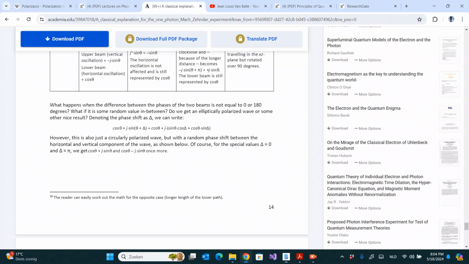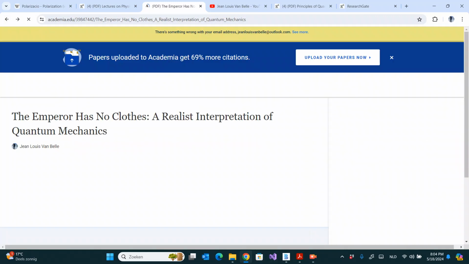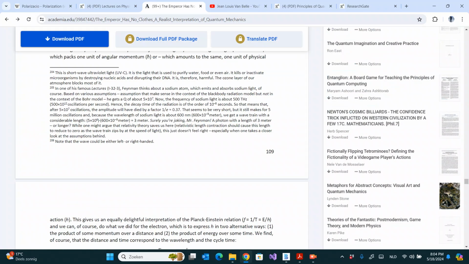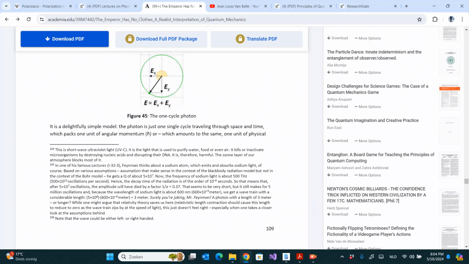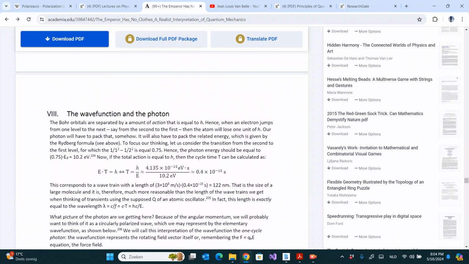In that sense, he was right, and I would like to actually revisit the mathematical framework that I put in. I don't have it here. Oh, maybe I do. Yeah, The Emperor Has No Clothes. That was a manuscript of mine.